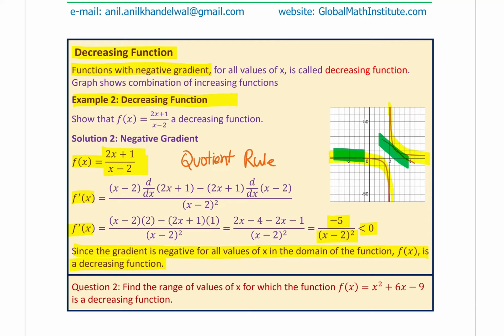Question number 2 for you is: find the range of values of x for which the function, let me highlight the function here, x squared plus 6x minus 9, is a decreasing function. So you need to find the values of x for which the given function is a decreasing function.